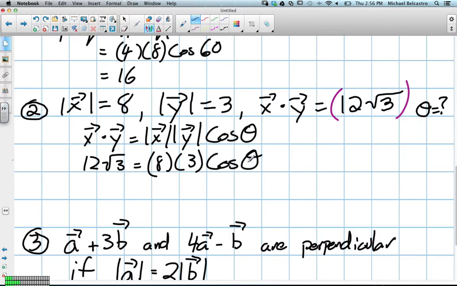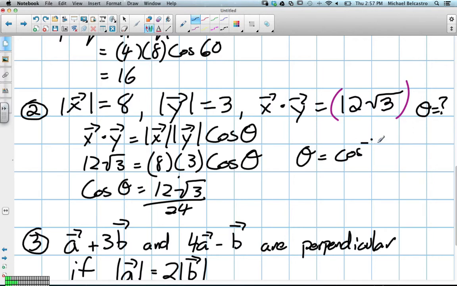We just have to isolate cos theta. So cos theta will be equal to 12 root 3 divided by 8 by 3, so I'm going to write that as 24. Isn't that backwards? Oh, yes, you're right, thank you. I do that often. There we go. 12 root 3 over 24. Okay, so that's going to give us root 3 over 2. So theta is equal to the inverse cosine of root 3 over 2. Anyone know? 30. Great. You guys remember your functions. Good. So we have 30 degrees as our theta.